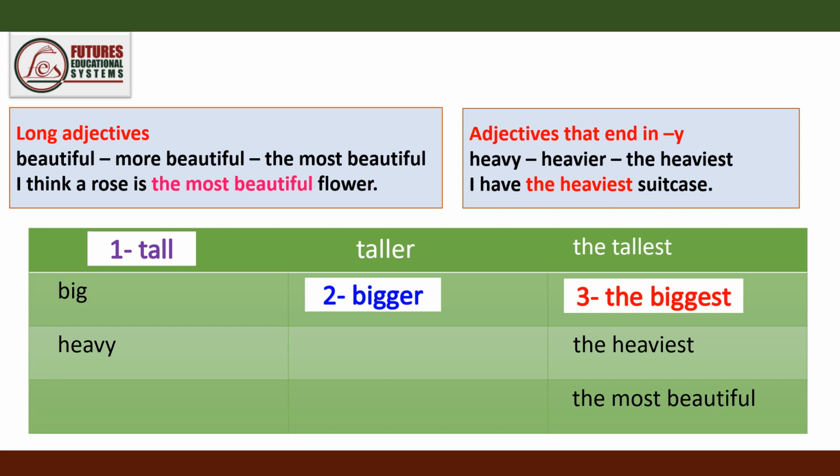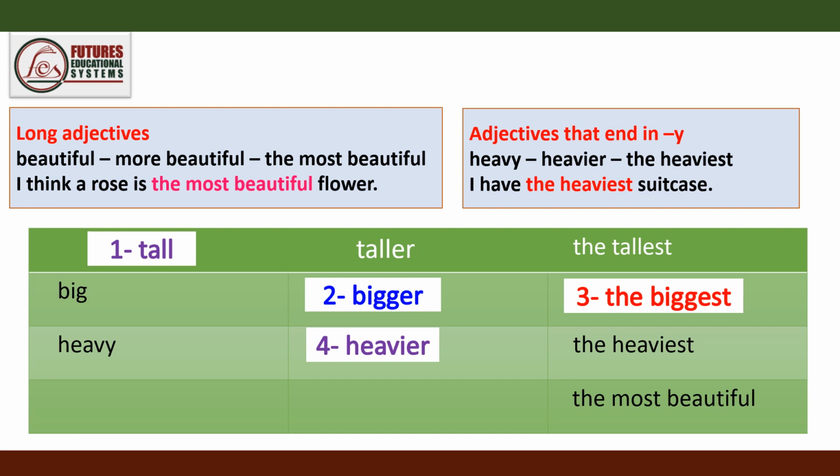Heavy. Look at this adjective. It ends in a Y. What are we going to do? We're going to change this Y into an I before adding the ER. And we have the superlative form, which is the heaviest. Again, we change the Y into I before adding the EST.